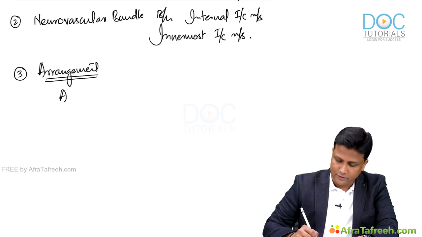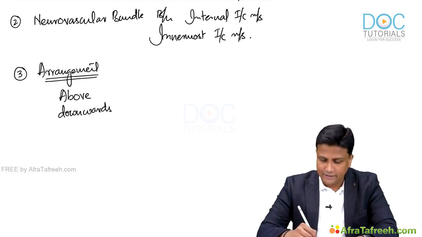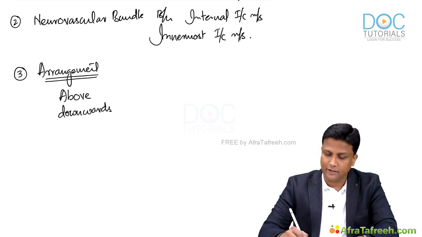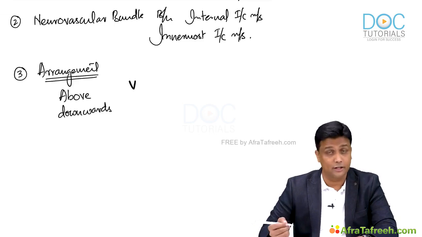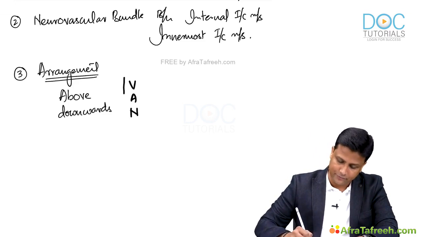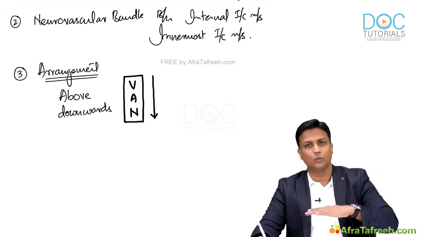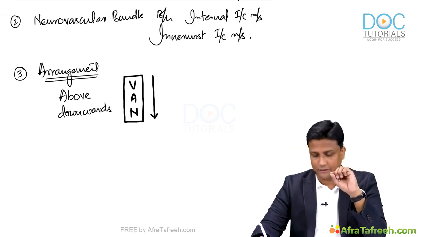First of all, the neurovascular bundle is arranged above downwards. And then in that arrangement, remember, first you will be having vein, intercostal vein of course, and then there will be artery, intercostal artery, and then you will be having the intercostal nerve. It's arranged in the form of VAN, above downwards, intercostal vein, intercostal artery and nerve.